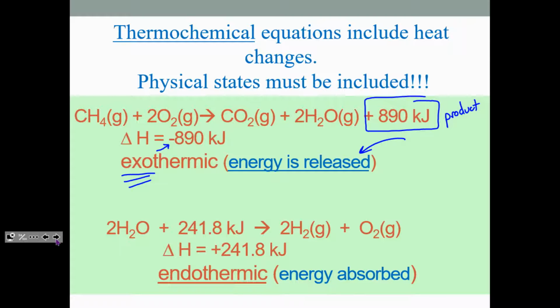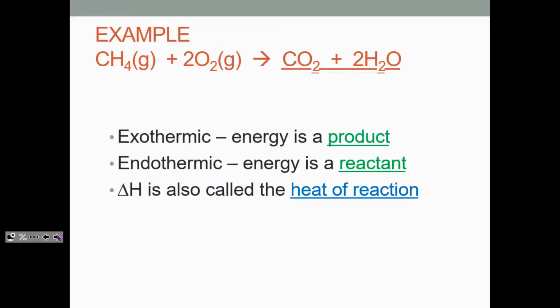Now, if you have another reaction down here, you have H2O yielding H2 and O2. It's a decomposition. You'll see a positive value for delta H, which means it's endothermic, and energy is absorbed. So when you have a positive value, you'll see your energy on the left side of the reaction as a reactant. And we'll actually have some examples of that in our second video. So as a recap, exothermic energy is a product. Endothermic energy is a reactant. Delta H is also known as heat of reaction.